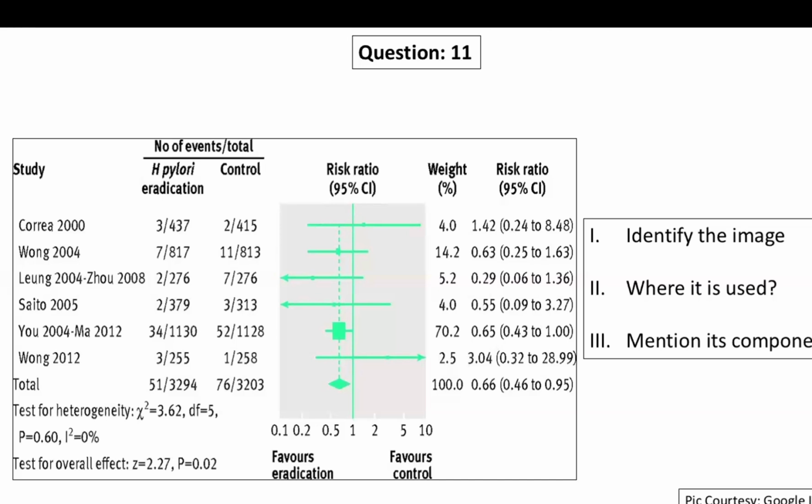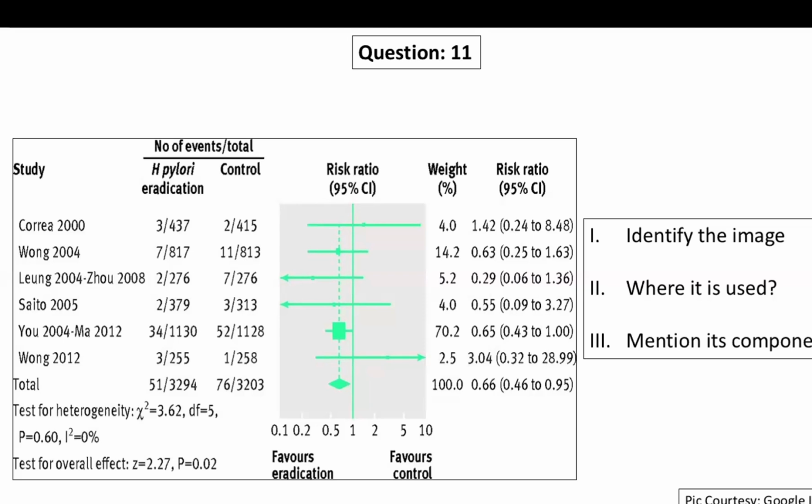On the left-hand side, as you can see, is written the study. Okay. Under study, you have the different trials. For example, Wong et al., 2004. So Wong is the name of the PI or the first author who has done the trial, and 2004 denotes the year of publication of the trial. So you have the individual studies on the left hand side. And in the middle, under risk ratio, it's the graphical representation of the total forest plot.